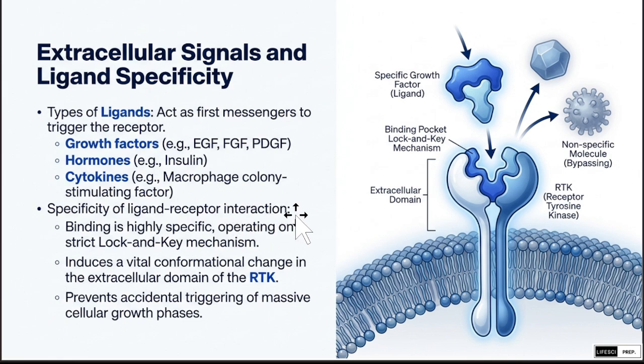It acts as a key and lock mechanism where a specific structure like a protein binds to the specific area of the receptor, then the receptor activates. After the binding, the RTK changes conformation and activates the receptor. Due to this conformation change and lock and key mechanism, there is no accidental trigger of the massive cellular growth phases.